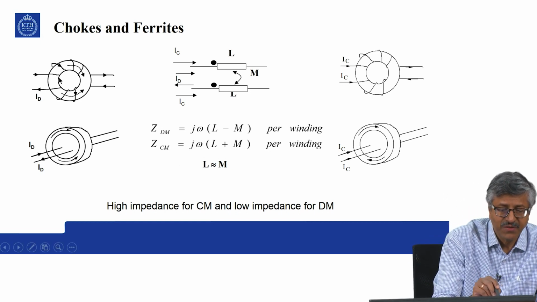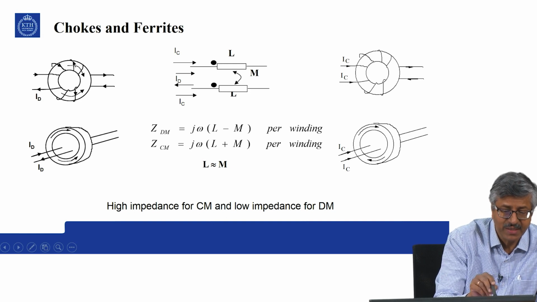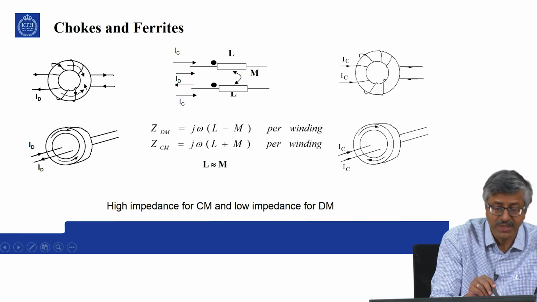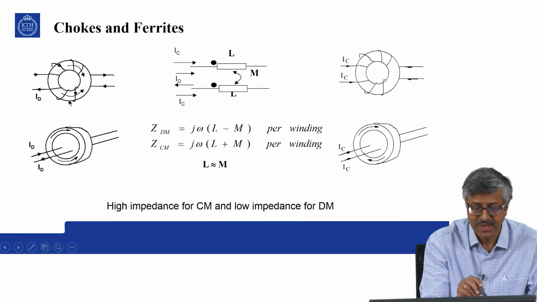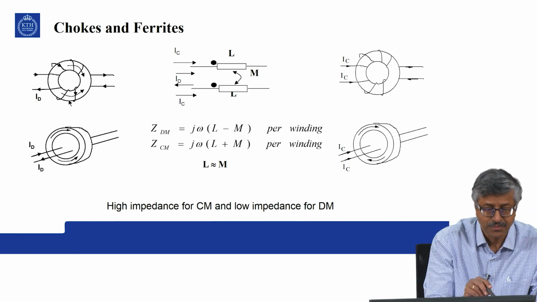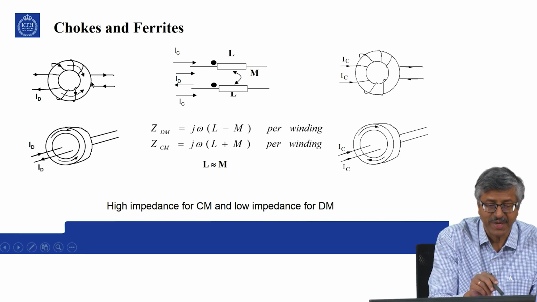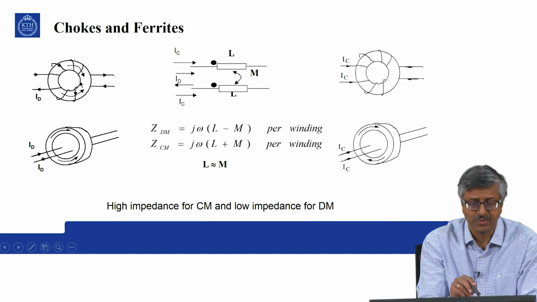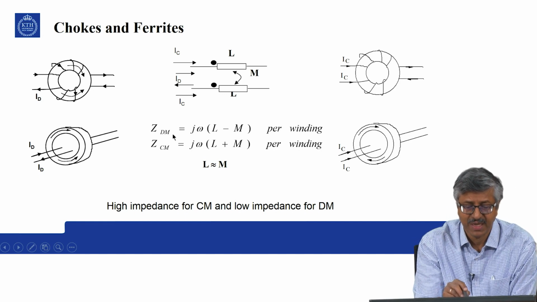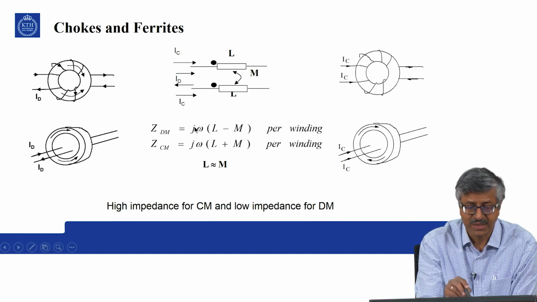So these are the differential mode currents. With the normal winding, the fluxes are opposing each other. So it is a very low impedance, because the total flux is almost 0. So you have a low differential mode impedance per winding.